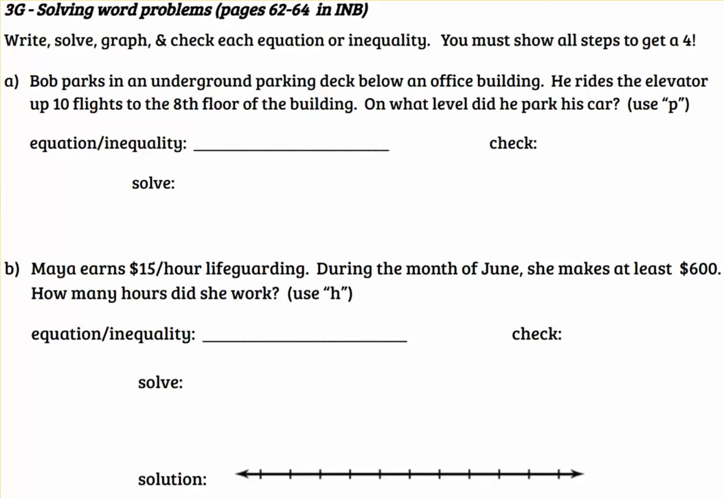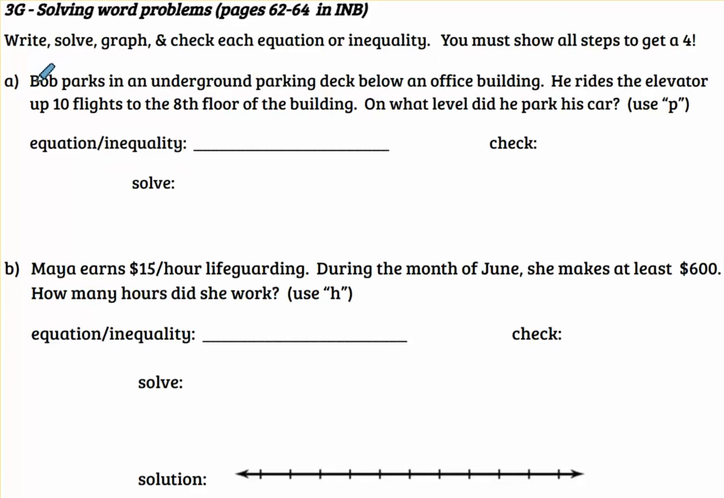Okay, word problems. In A, it says that Bob parks in an underground parking deck below an office building. He rides the elevator up 10 flights to the eighth floor of the building, and this question is going to tell us what our variable needs to be. It says, on what level did he park his car? And we're going to use P.